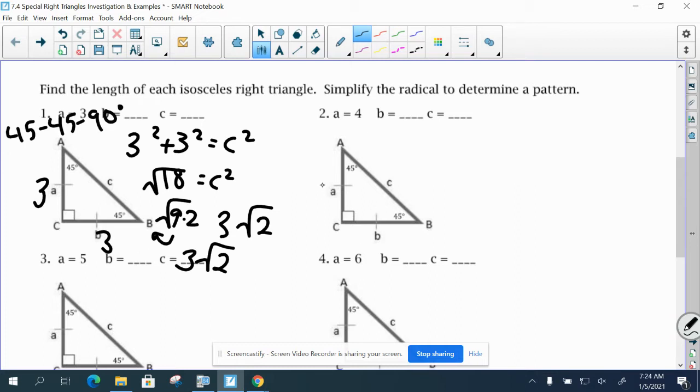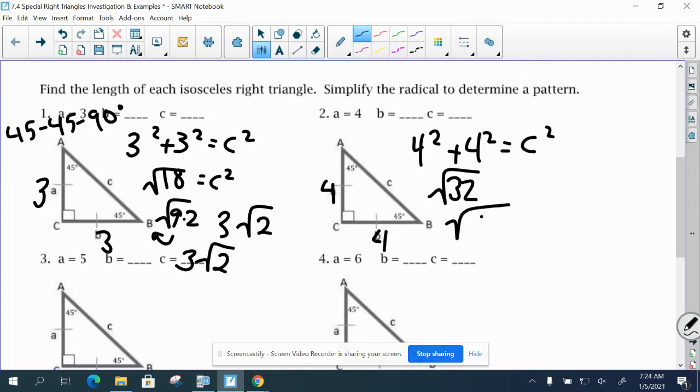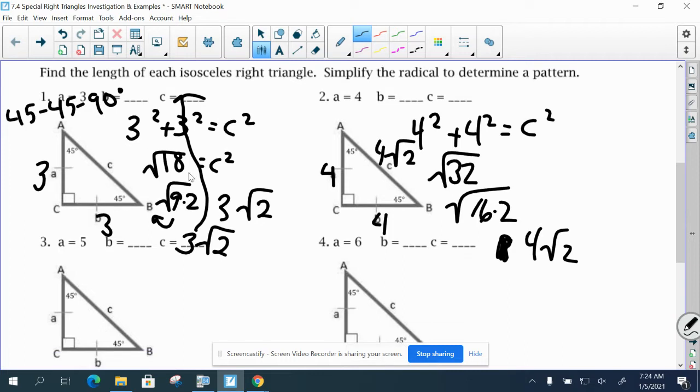Let's say A is 4. If A is 4, then B is also 4, and let's calculate C. So 4 squared plus 4 squared equals C squared. 16 plus 16 is 32. Take the square root of 32, which can be broken up into 16 and 2, and the 16 comes out as 4 square root 2. So the hypotenuse here is 4 square root 2. I think I was writing this in the wrong place; I think this goes up here. Oh well. So 4, 4, 4 square root 2, and 3, 3, 3 square root 2.